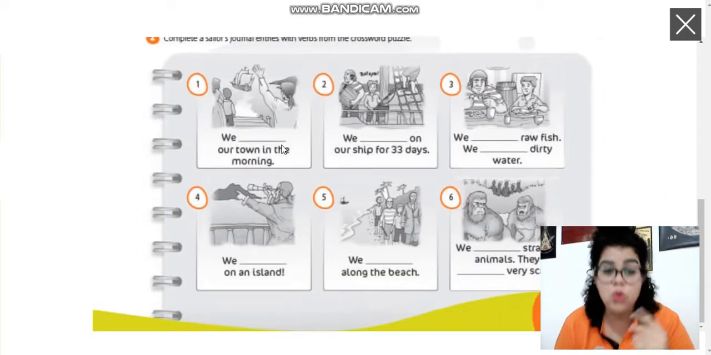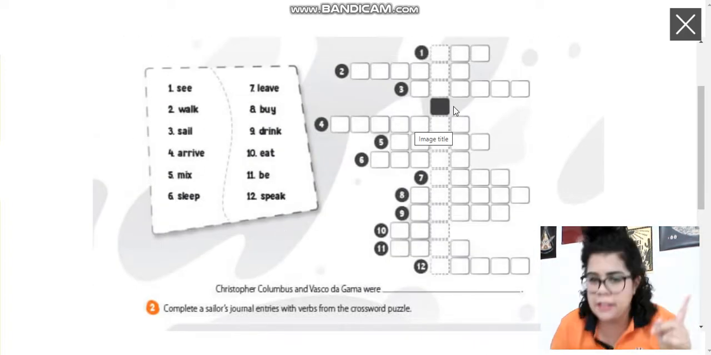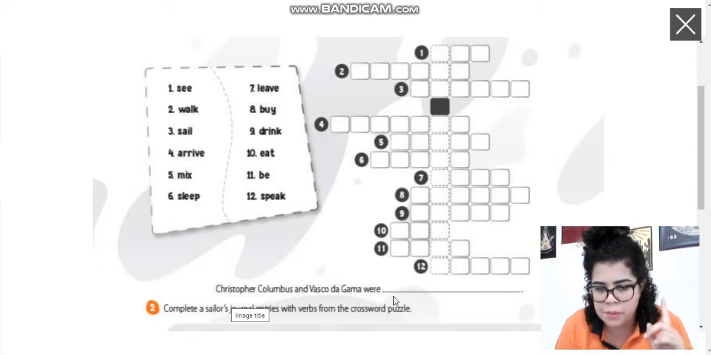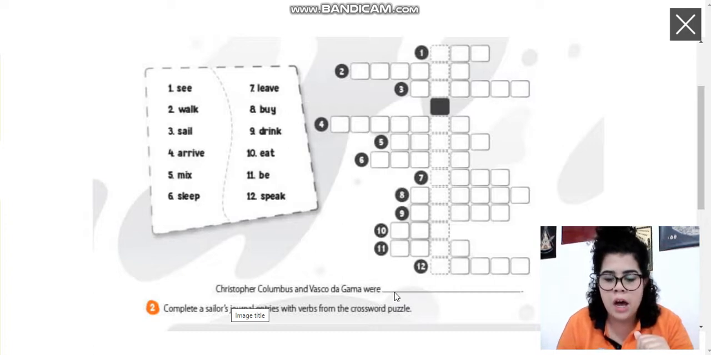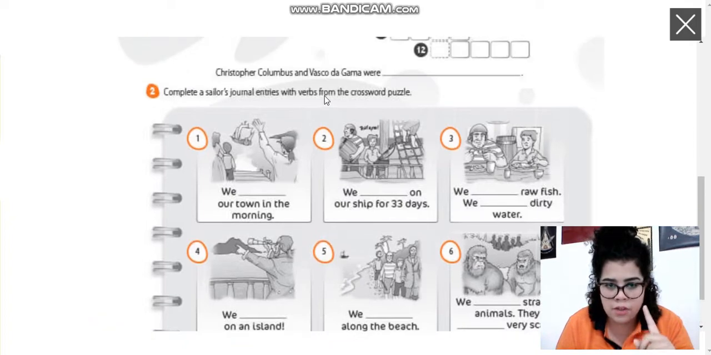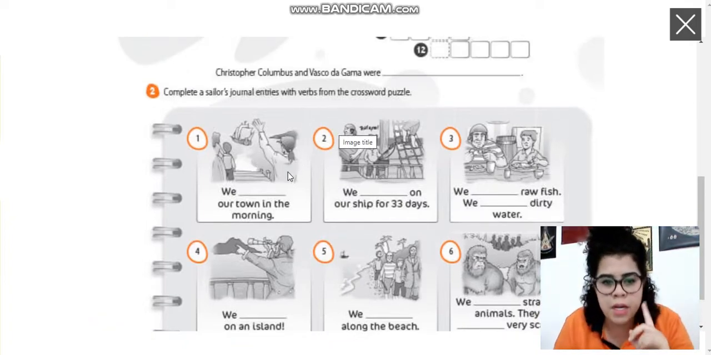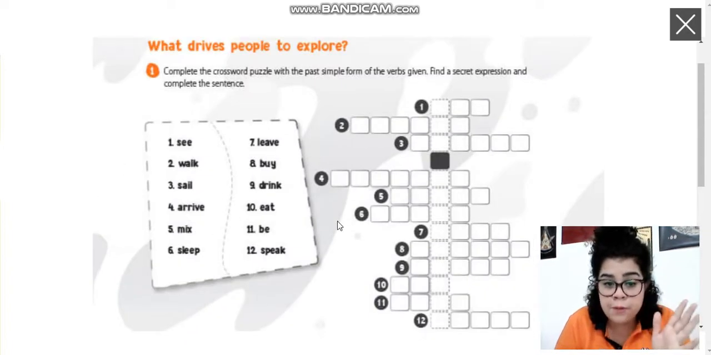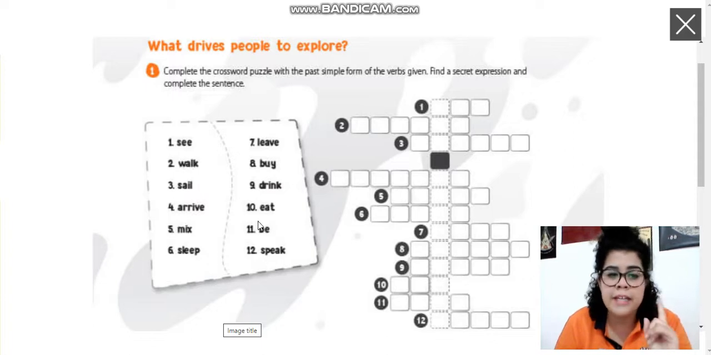Now on exercise 2, at the end of this exercise we are going to have an expression made here, and you're going to write right here, Christopher Columbus and Vasco da Gama were, okay? Complete a sailor's journal entries with verbs from the crossword puzzle. So here we have 6 parts of a journal, like a diary, okay? And we are going to complete with one of these verbs in the simple past. Don't forget, it's in the simple past.